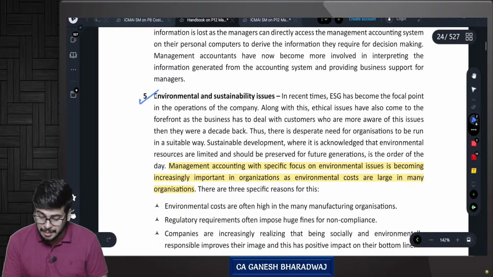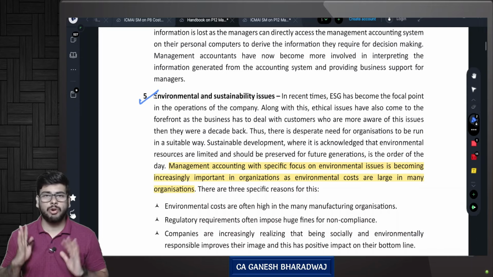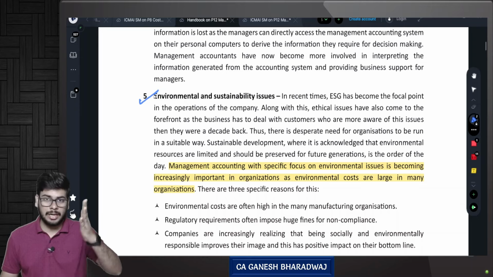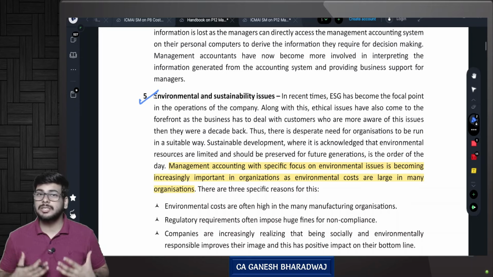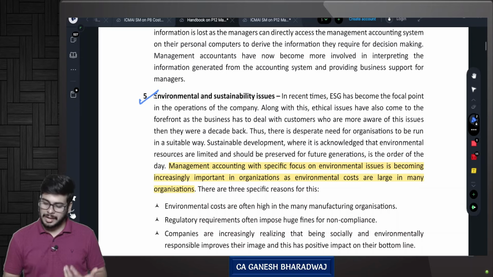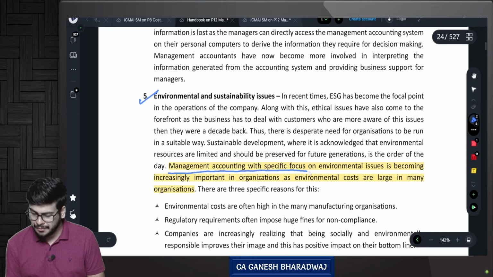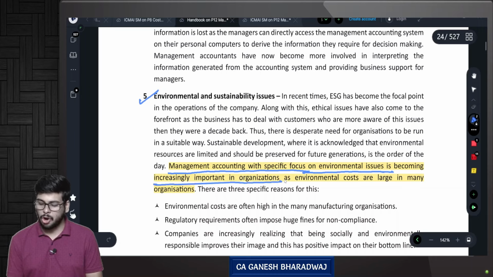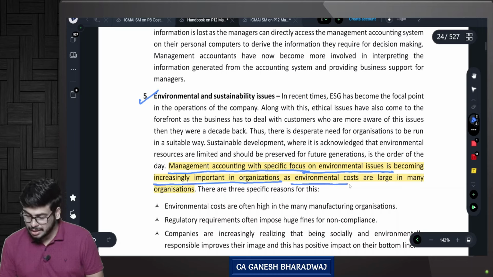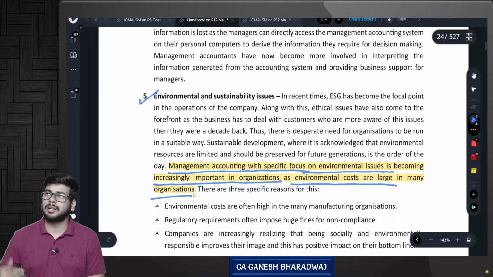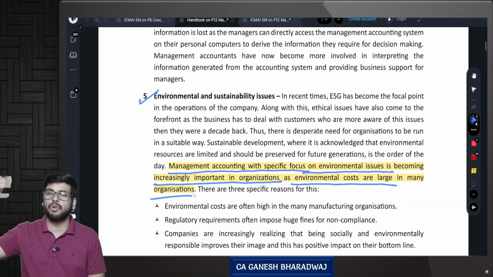Then the environmental and sustainability issues. It's not that just if you focus on profit, you will be successful. Some top companies like Tata Group, if you see, they are very much concerned about the society. So social factors also need to be considered. Look at this: management accounting with specific focus on environmental issues is becoming increasingly important in organizations, as the environmental costs are large in many organizations. It's like polluting the rivers or releasing a lot of pollutants in the smoke from the factory.